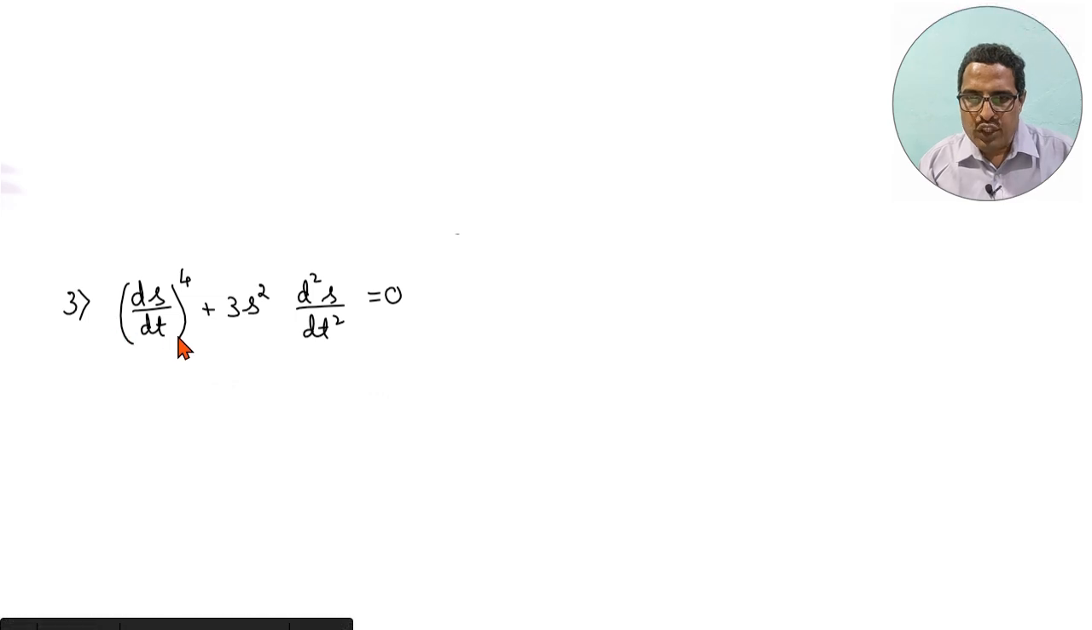So we have the differential equation ds by dt whole power of 4 plus 3s square d square s by dt square. If you try to observe in this example, ds by dt is a first order derivative. D square s by dt square is a second order derivative. Therefore, what is the highest order over here? The highest order is 2. Therefore, the order of this given differential equation is 2.